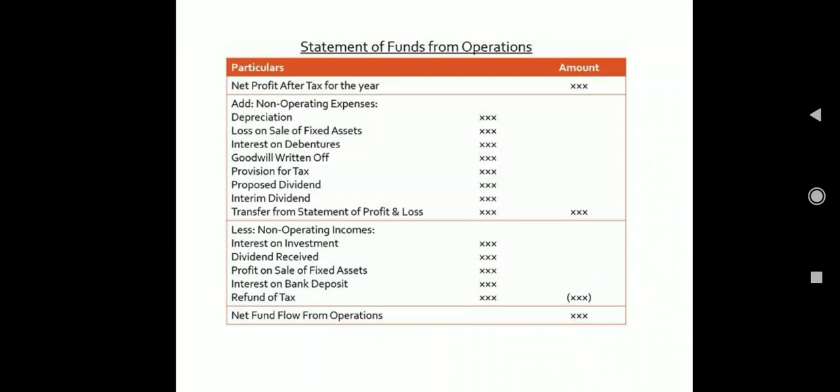Non-cash items like depreciation. Every year we have to deduct depreciation, but you know very well, and I also know very well, that we never pay depreciation in cash to any party. It's just that we show it in our books.